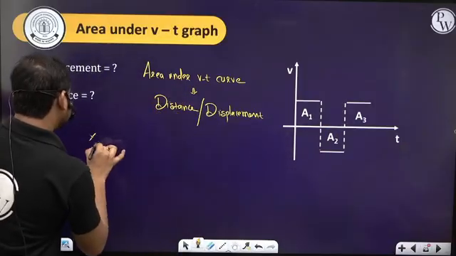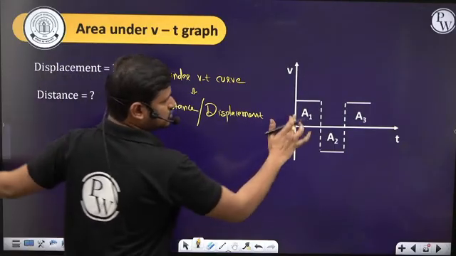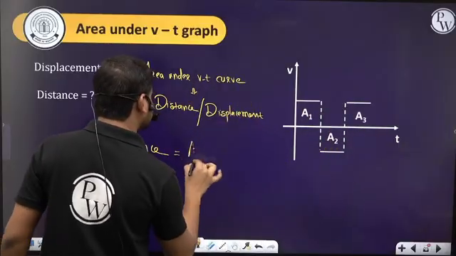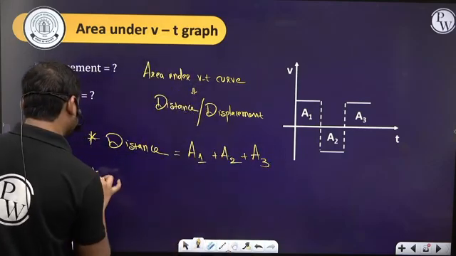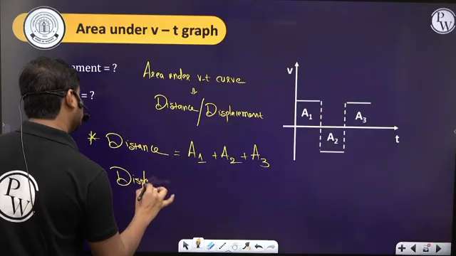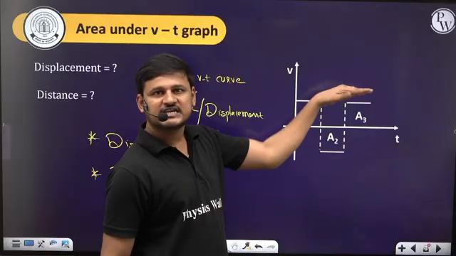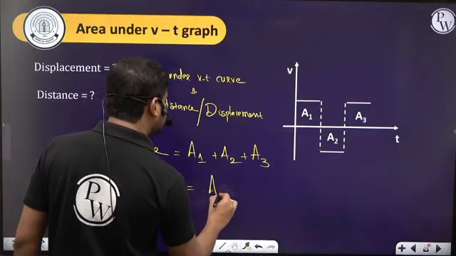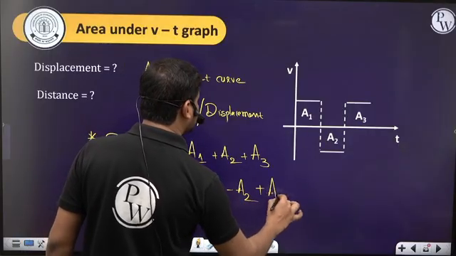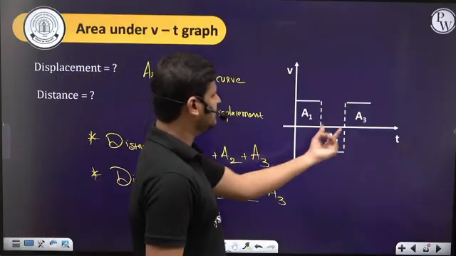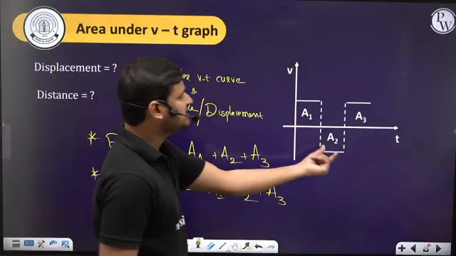Here the distance is going to be simply adding all the areas. Look at the graph given here. This is the total graph. So simply add all the areas, A1 plus A2 plus A3. But while doing it for the displacement, below the x-axis take the areas as negative, above the x-axis take them as positive. So A1 you should take positive, A2 is below the x-axis, take it as negative, and A3 is again positive. So these three you add to get the distance. For the displacement, A1 minus A2 plus A3.